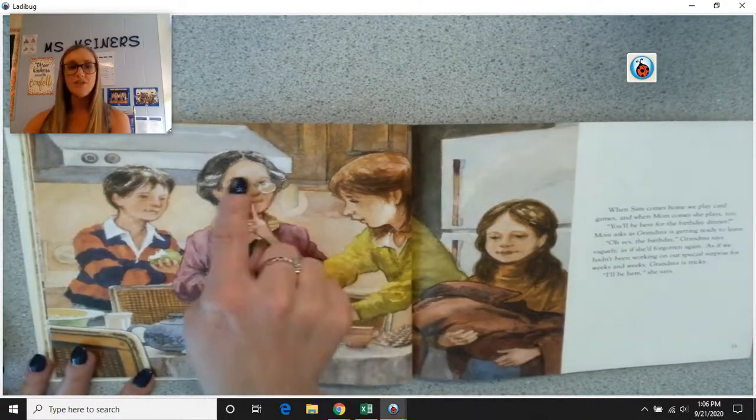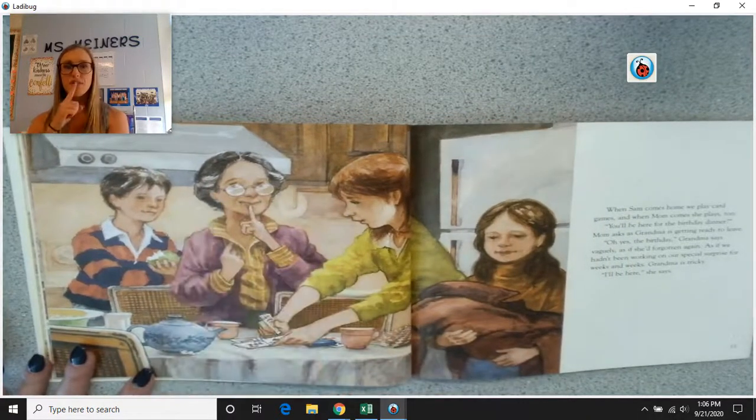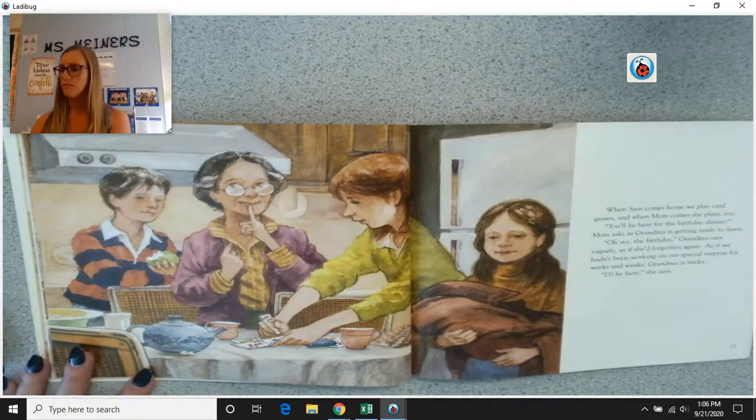So take a look at Grandma's character. I wonder why she's going like this as she's speaking. And why do you think Grandma keeps forgetting about the birthday surprise? Do you think she actually is forgetting about the birthday? Or is she just tricking? And why?